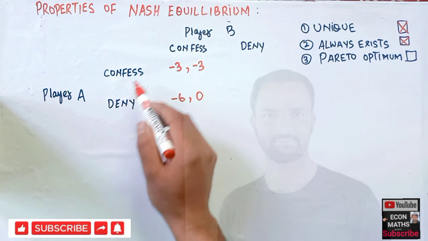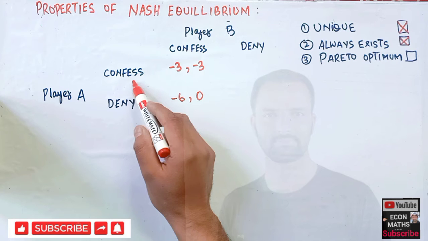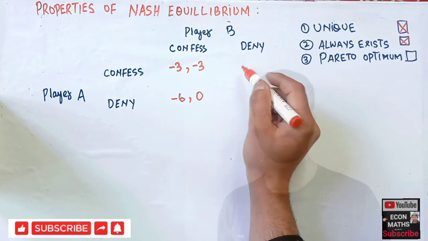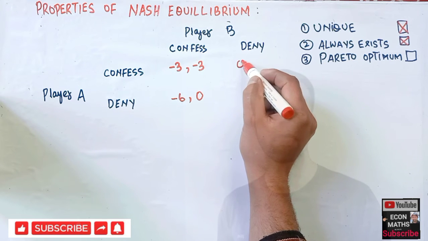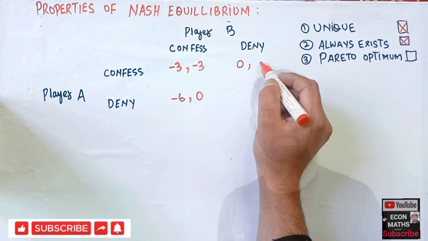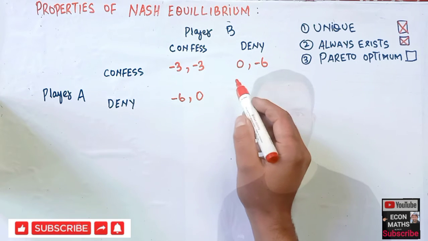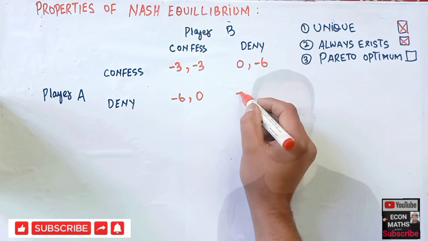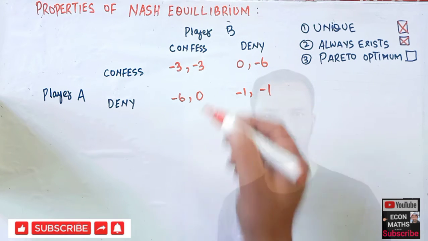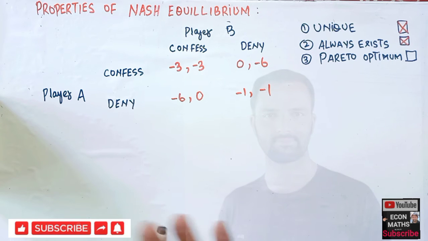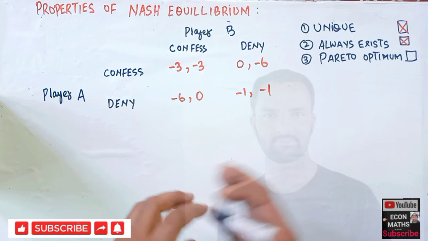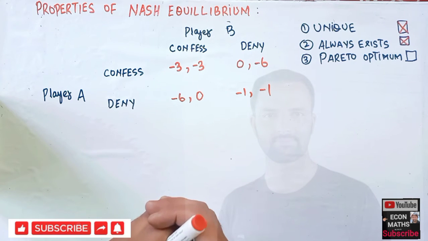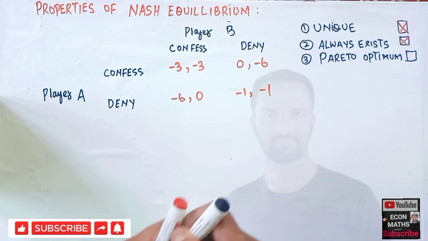Okay. Similarly, what happens if player A confesses but player B denies? In this case, player A gets 0 years of imprisonment, but player B gets 6 years of imprisonment. Similarly, what happens if player A denies and player B also denies? In this case, let us say both get 1 year of imprisonment. Okay, this is the famous prisoner's dilemma problem. Let us see whether this game has Nash equilibrium first, and then we will see whether it is optimum or not. Okay, let's try to see.